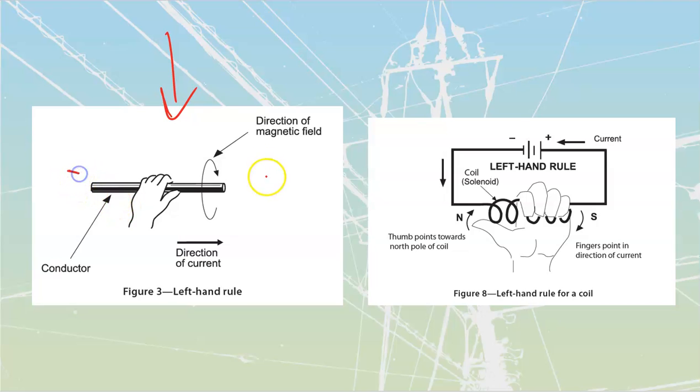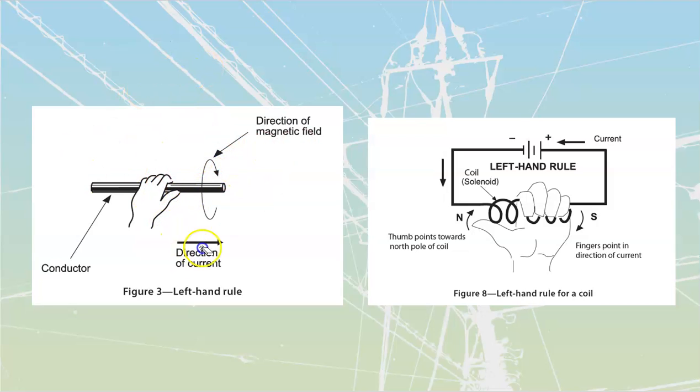In other words, if this is negative and this is positive and my current is traveling through in that direction, if I stick my thumb in the direction of current, and I curl my fingers around, the curling of my fingers is going to tell me the direction of the rotating magnetic field, the flux field that is going to be generated from that. Okay, that's the left-hand rule for conductors. Practice it once or twice until you're comfortable with it.